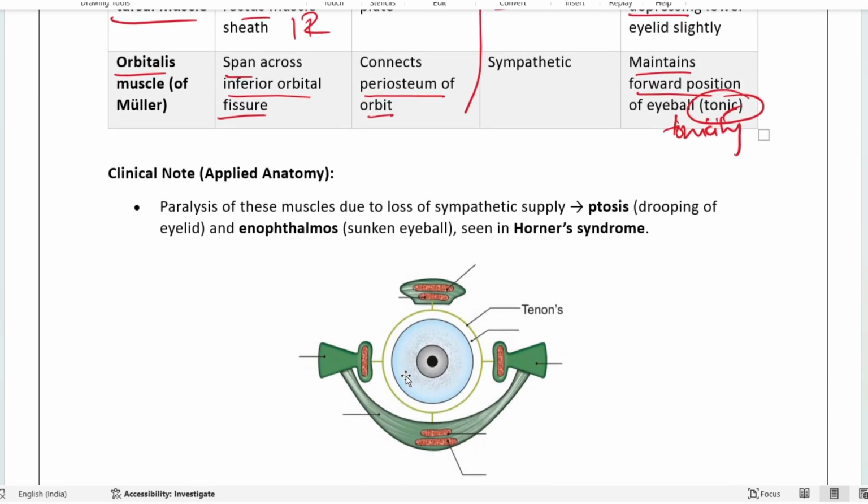So, coming to the clinical anatomy, applied anatomy, paralysis of these muscles can occur due to the loss of sympathetic nerve supply, which causes ptosis or drooping of the eyelid, and enophthalmos, that is sunken eye, which is usually seen in the Horner's syndrome.